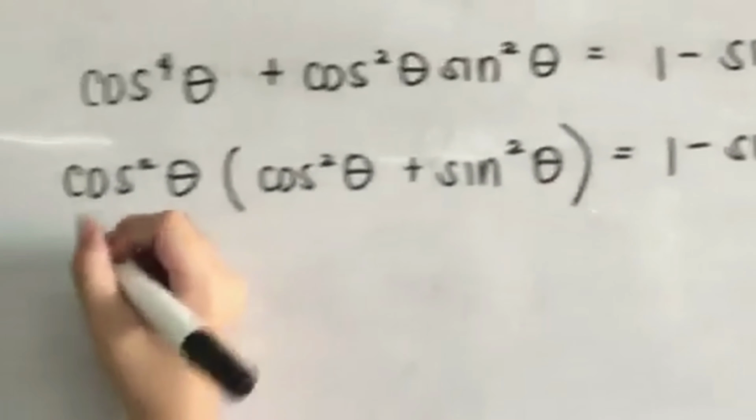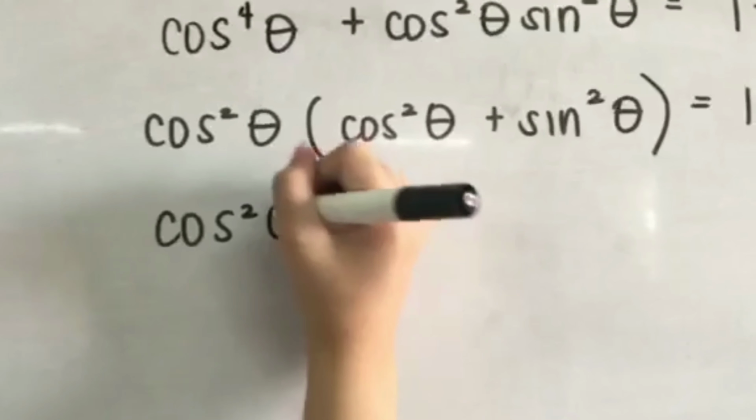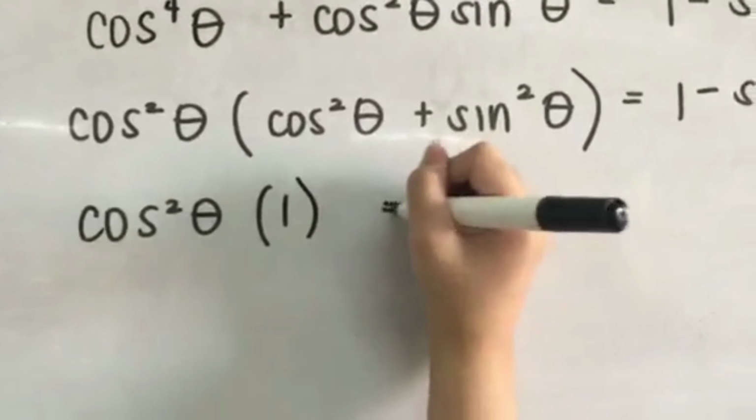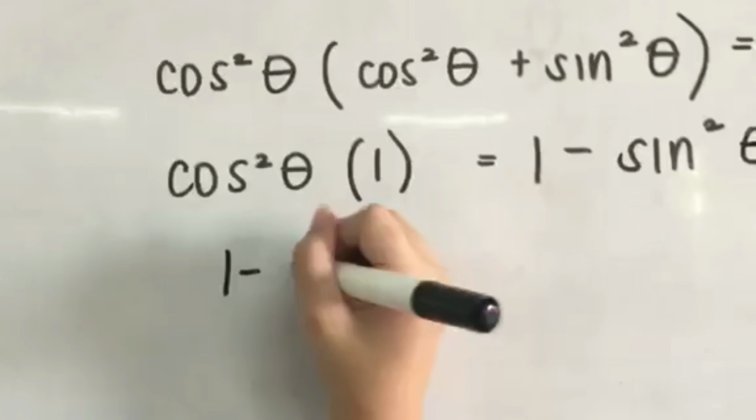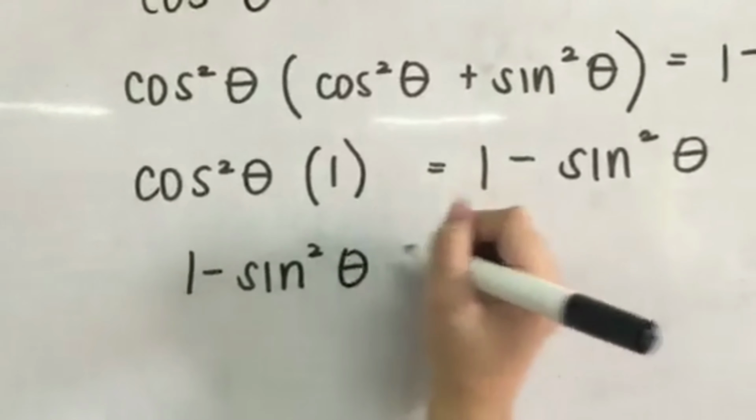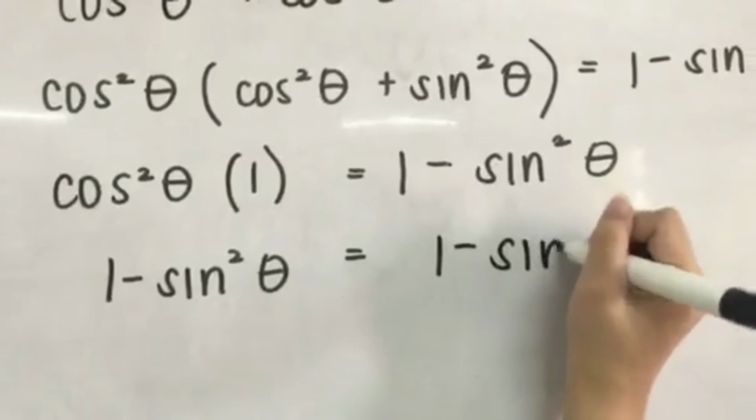Then, since cosine squared theta plus sine squared theta is equal to 1 based on the Pythagorean identity, you now have cosine squared theta times 1. Since cosine squared theta is equal to 1 minus sine squared theta, you can now prove your equation.